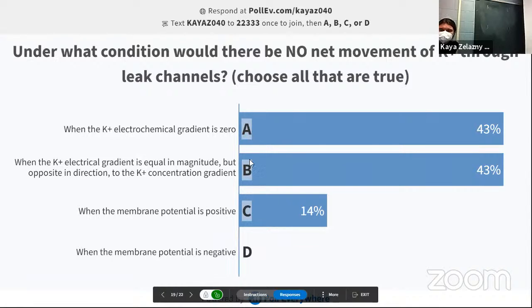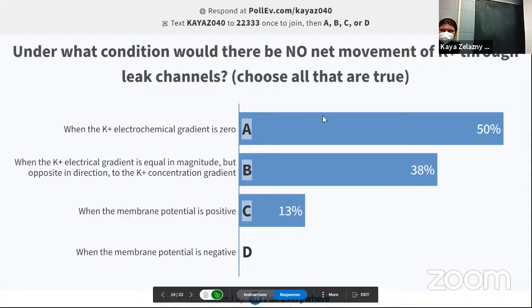It should be these first two, both A and B. So when the potassium electrochemical gradient is 0, by definition, that means that the chemical and electrical gradients are equal but opposite in magnitude and direction. And it's the electrochemical driving force that tells any ion to move. So those are the two times when we wouldn't expect to have potassium moving through those leak channels.